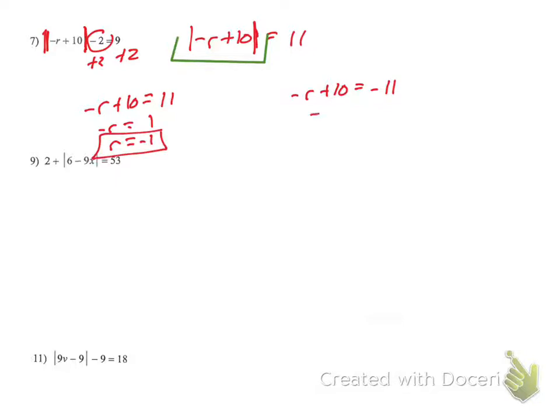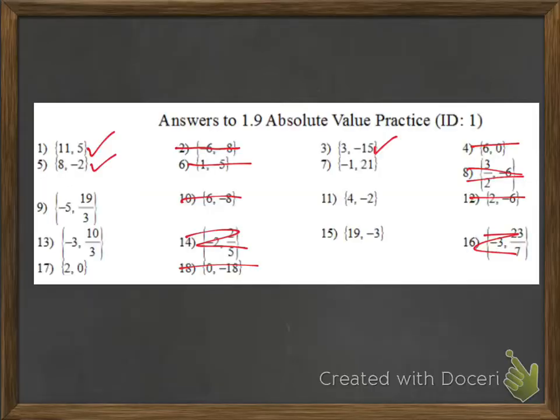Then over here, I'm going to have negative r is going to be equal to negative 21. And I'm going to divide by negative 1, so r is going to be equal to 21. So my two answers are going to be negative 1 and 21.